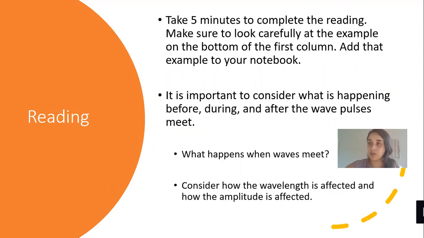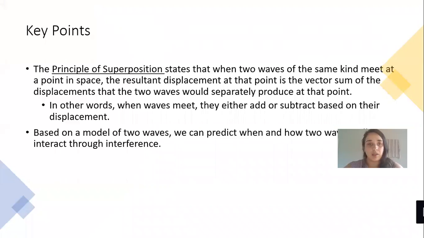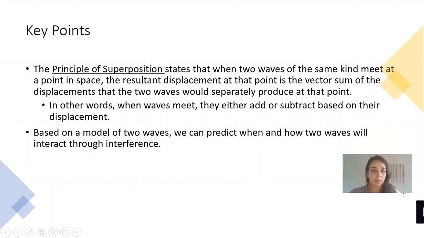Great. Welcome back, scholars. From your reading, you should have caught these key points. Take the next 2 minutes to copy these into your notes. I'll read them out as you're writing. So the principle of superposition states that when two waves of the same kind meet at a point in space, the resultant displacement at that point is a vector sum of the displacements that the two waves would separately produce at that point. That's a mouthful of a definition, and it sounds like a lot.